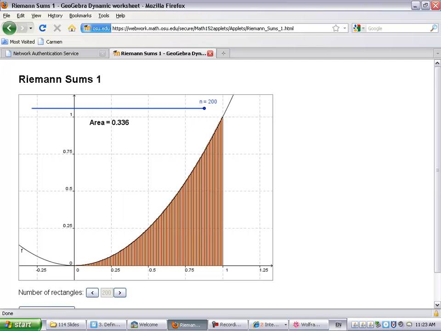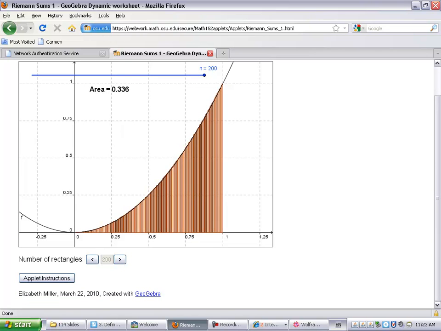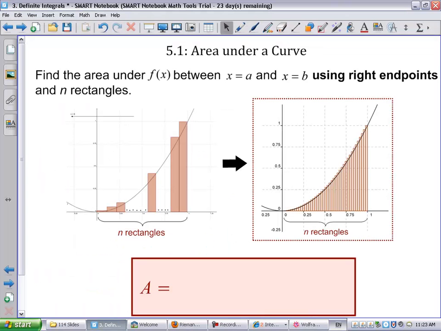Now, what if you wanted to be even more accurate than 200 rectangles? Maybe you'd try 1,000 rectangles, or maybe 100,000, 1,000,000. But to get the exact area, what we need to do is actually take a limit. So we're going to take the limit as the number of rectangles goes to infinity of this sum, k goes from 1 to n, f of a plus k delta x times delta x. And that's the exact area.